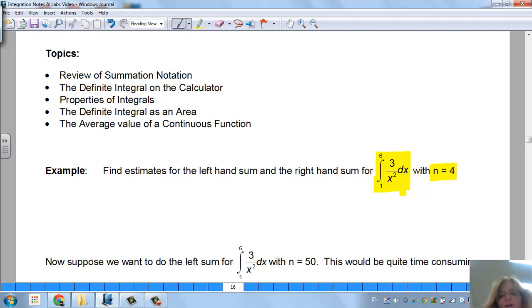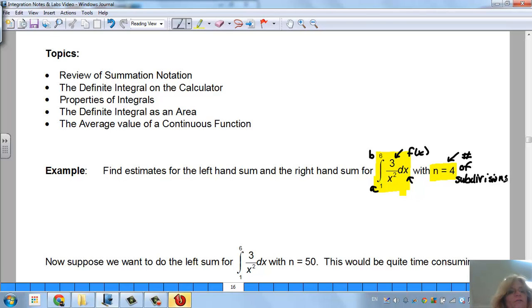I'm looking for the area under the curve. This is my a, this is where I'm starting, this is where I'm ending, a to b. This is my function f of x that I'm going to use for a pattern, okay? And this is the change in x, all right? And they tell us n is 4. So this is the number of rectangles or the number of subdivisions that we're going to have. So they said, why don't you estimate what you think the area under the curve of 3 over x squared is going to be with 4 subdivisions.